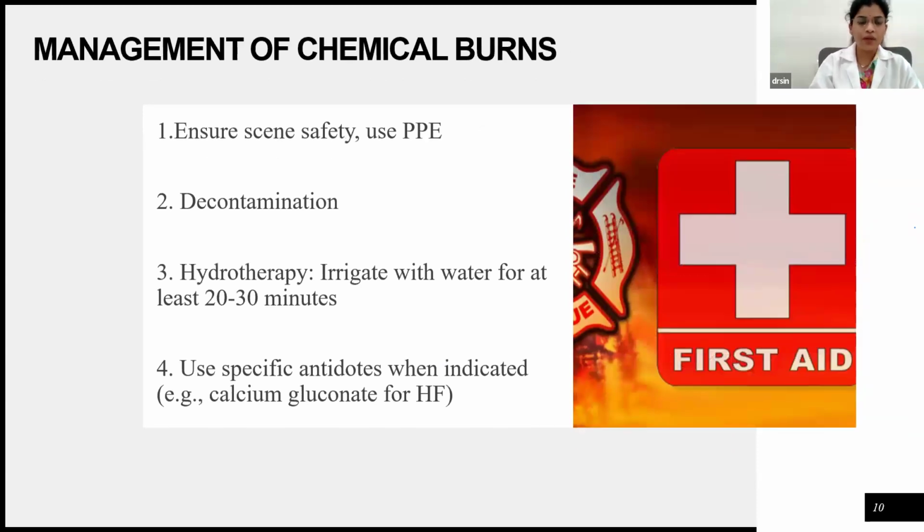So the management of chemical burns, I'll be dealing in with four steps. The first and foremost is to ensure scene safety, that is usage of PPE, and the second step is decontamination, and third is hydrotherapy, that is irrigation of water for at least 20 to 30 minutes, and the fourth is usage of any specific antidotes when indicated, like calcium gluconate for hydrofluoric acid.